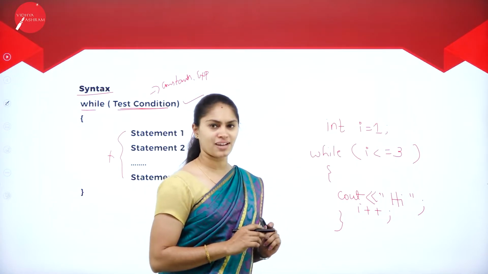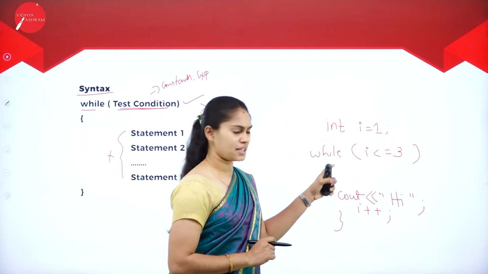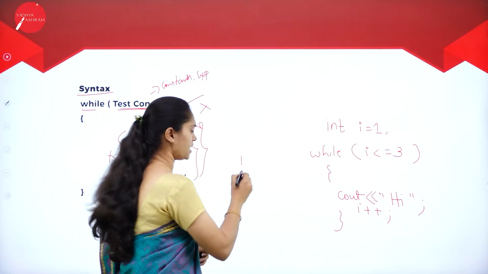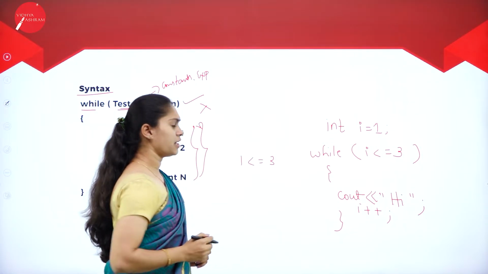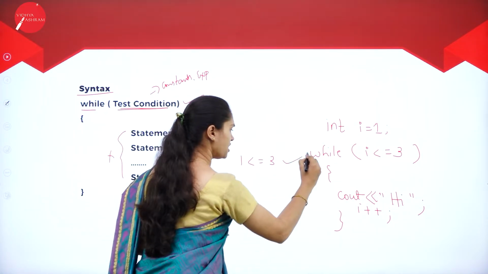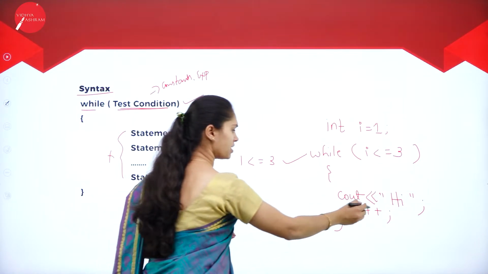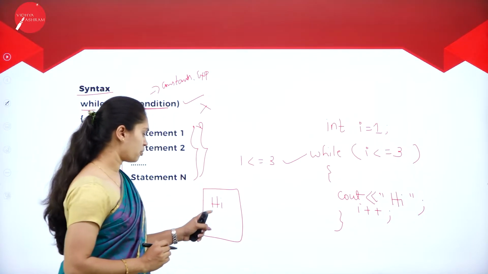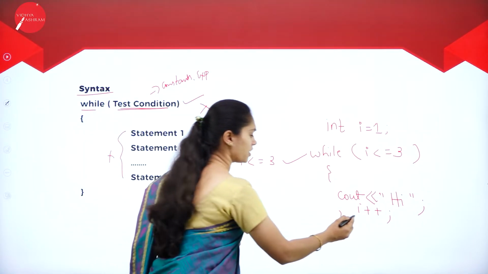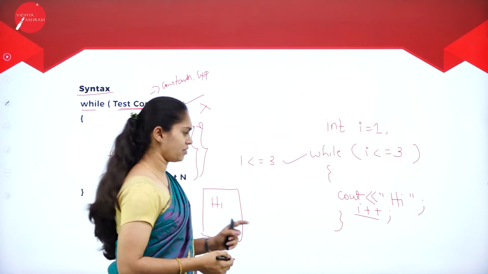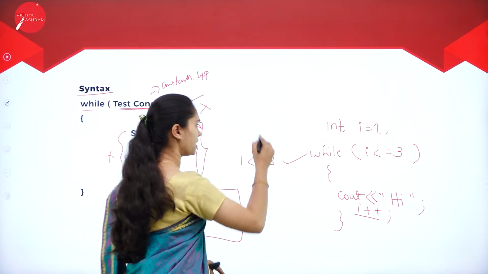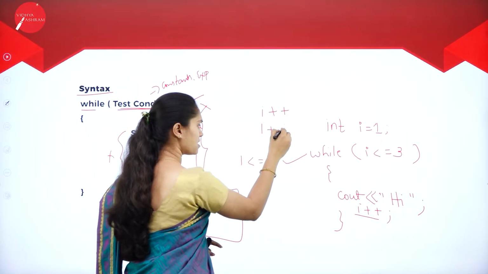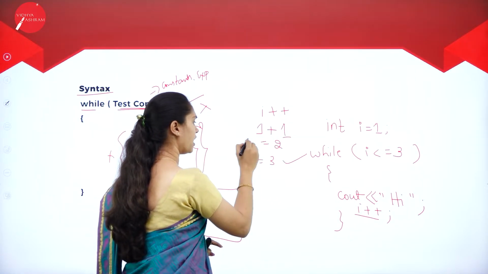As we know, the initial value of i is 1. In the while statement, while i is less than or equal to 3, what is the value of i? That is 1. Is 1 less than or equal to 3? It is true. If it is true, then only we execute the statements. So the cout statement prints high on the output screen, then it increments i by 1. We already discussed post increment, that is i plus plus. If the value is 1, it becomes 2 now.